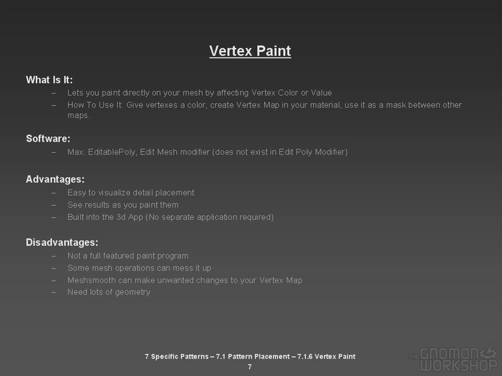Some mesh operations can mess up your Vertex Paint. For example, Mesh Smooth can make unwanted changes to your vertex map, so you have to be careful about using Mesh Smooth along with a vertex map. And then finally, and this is the biggest disadvantage, you usually need a lot of geometry, because since you're only affecting the color of each and every vertex, if you want a really detailed vertex map, you're going to need a lot of vertexes.